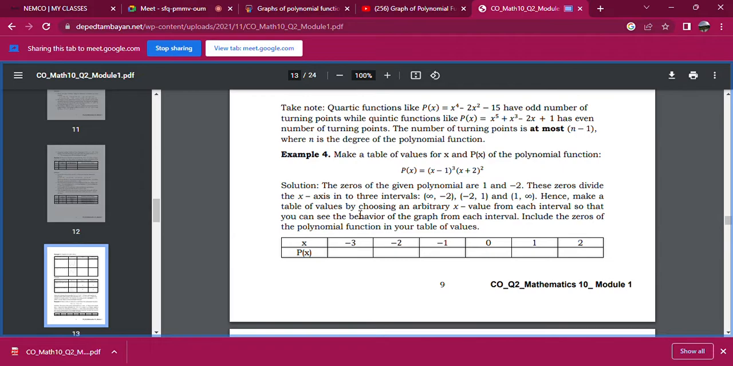Hence, make a table of values by choosing an arbitrary x. So we choose values of x here: 0, 1, 2, negative 1, negative 2, negative 3. Include 0. Start with positive 1 and 2, and then negative 1, negative 2, and negative 3. After that, how do you find your p of x? Simply substitute the values of x, starting with negative 3.